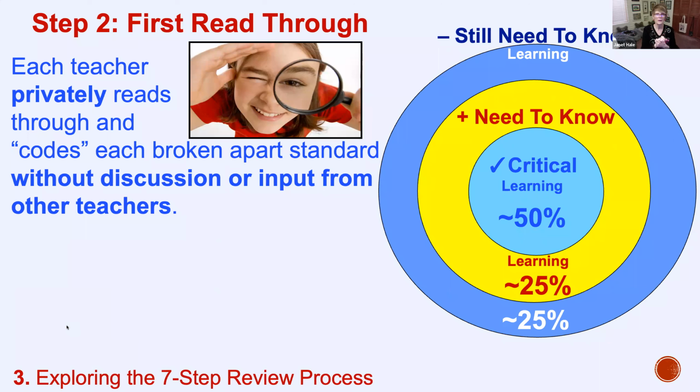And so not always, but for some situations such as math, we do a 50, 25, 25, where 50% of those broken apart standards are allowed to be considered critical learning. 25% need to know, and we have a 25% we call still need to know. And again, I can't go into great detail, but each one of these has a different definition of what that really means for us in our district.